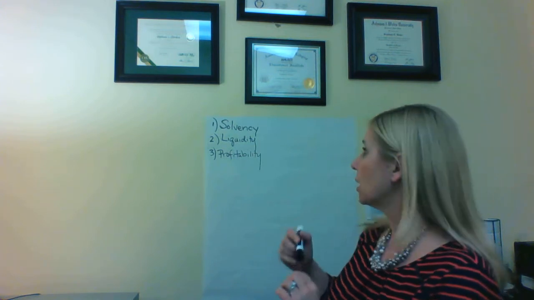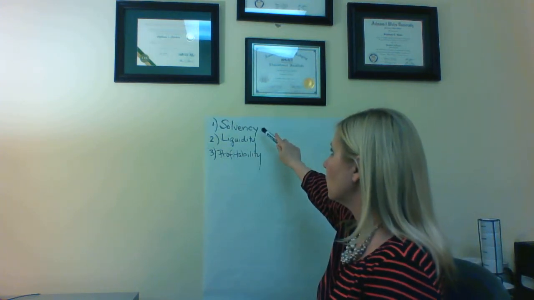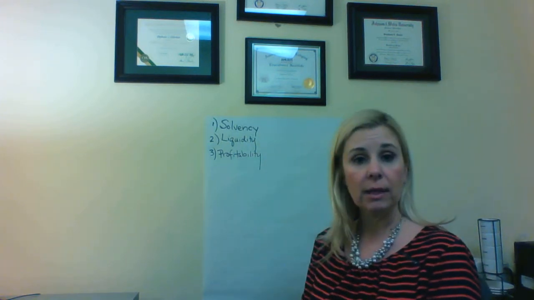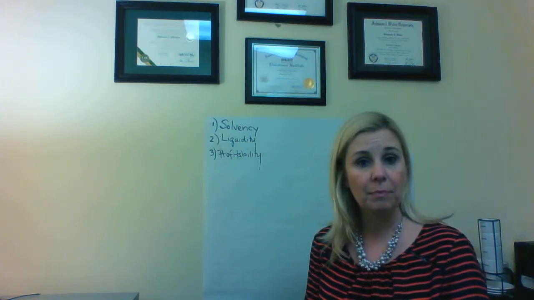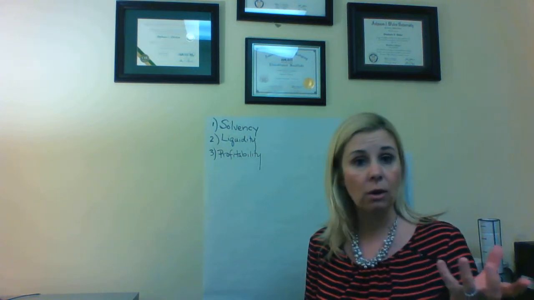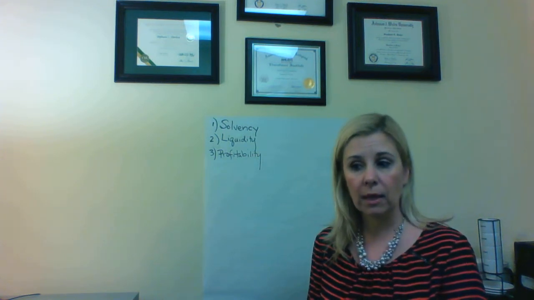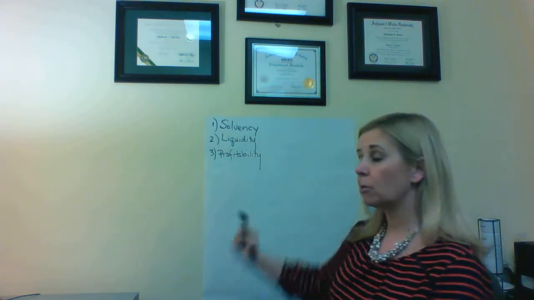So to begin, we're going to talk about three types of financial ratios. The categories are solvency, liquidity, and profitability. And they're all really important to you as professional business managers. Some of you currently, some of you hope to become entrepreneurs or to manage a business for an entrepreneur someday. So these are going to be really important.